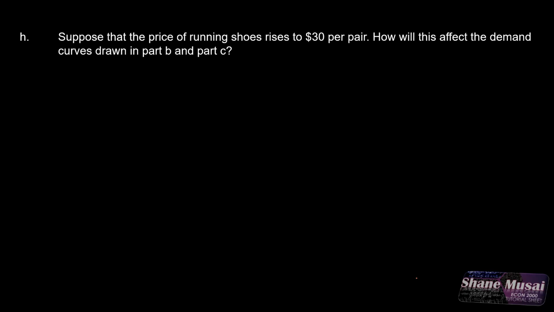Part H says, suppose the price of shoes rises to $30 per pair. How will this affect the demand curve drawn in parts B and C? Well, frankly speaking, there is no demand curve in part B or C, but I think they were referring to the demand curve that we drew in part F and part G. So how would this affect the new demand curve? Well, the equation would now be S equals J equals 200 over 30 plus the price of jeans.